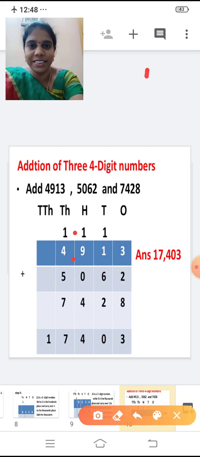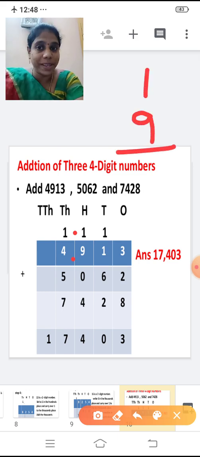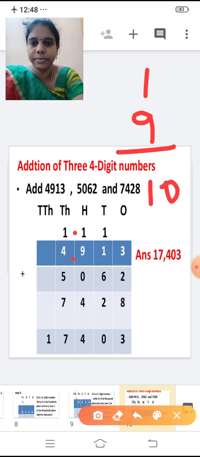Shall we add the hundreds place now? 1 plus 9. Add 1 and 9. Take the first 2, the carry forward 1 and 9. After 1 you're going to add 9 numbers. 1, 2, 3, 4, 5, 6, 7, 8, 9, 10. So the answer is 1 plus 9 is 10. Now if you add 10 plus 0, the answer will be 10, right?